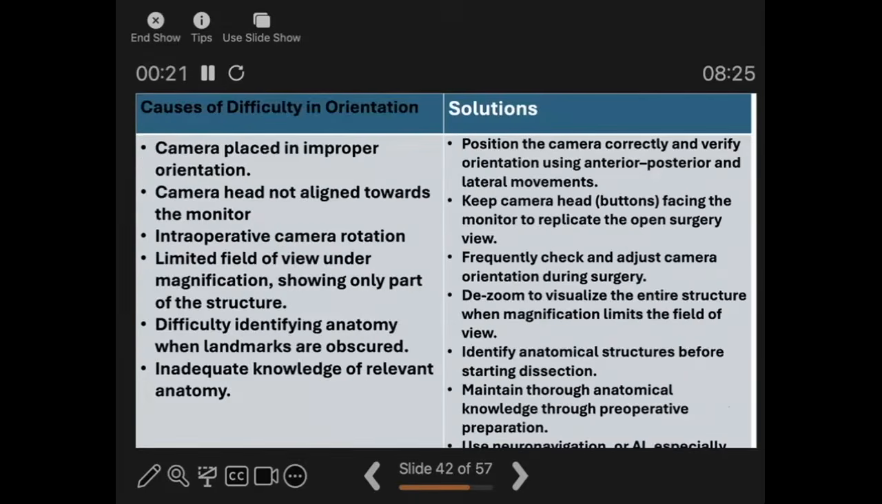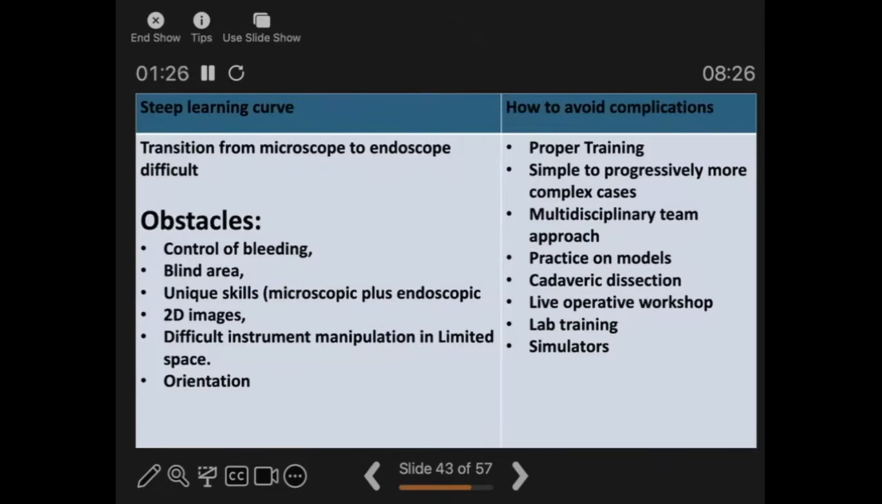The orientation difficulties in neuroendoscopy arise from improper camera placement, rotation, limited field of view, which shows only part of the structure, obscured landmarks, and inadequate anatomical knowledge. The solution includes correct camera positioning, aligning the camera head towards the monitor, frequent orientation checks, de-zooming for an overview, confirming anatomy before dissection, thorough knowledge of anatomy, and using navigation or AI when landmarks are unclear.